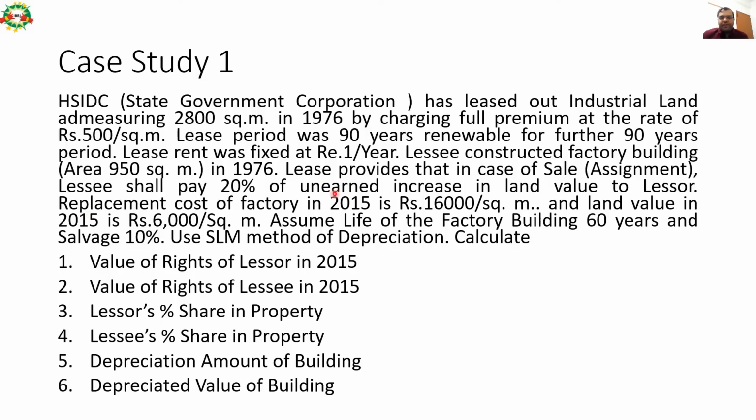Replacement cost of the factory in 2015 is 16,000 rupees per square meter. Land value in 2015 is 6,000 rupees per square meter. Assume life of the factory building 60 years. Salvage 10%, and use the SLM method for depreciation. Calculate the value of lessor's right in 2015, value of lessee's right in 2015, lessor's share in property, lessee's share in property in 2015, depreciation amount of the building and depreciated value of the building.